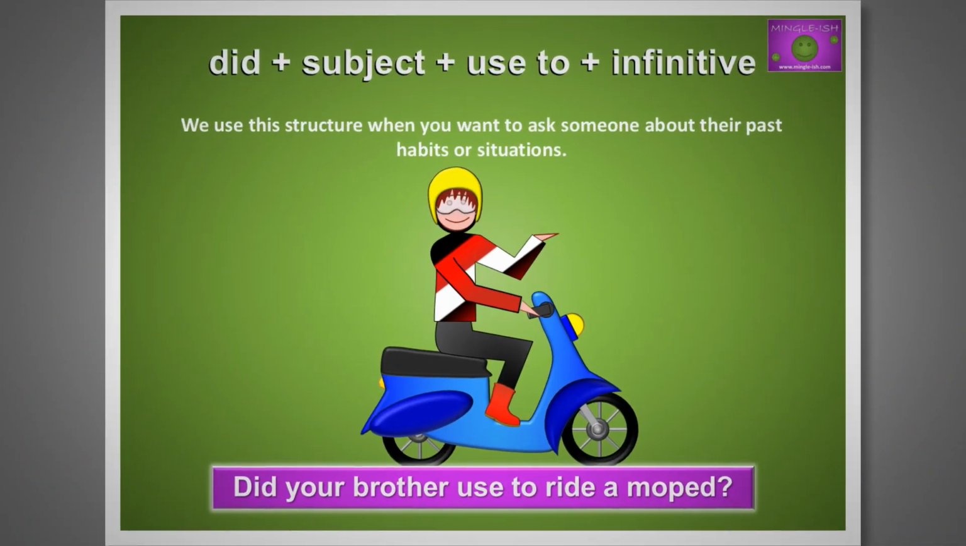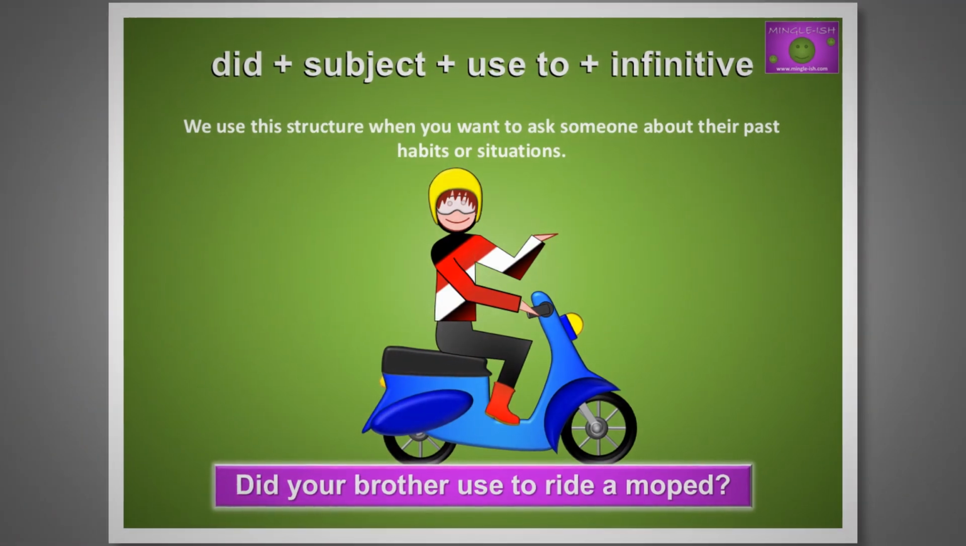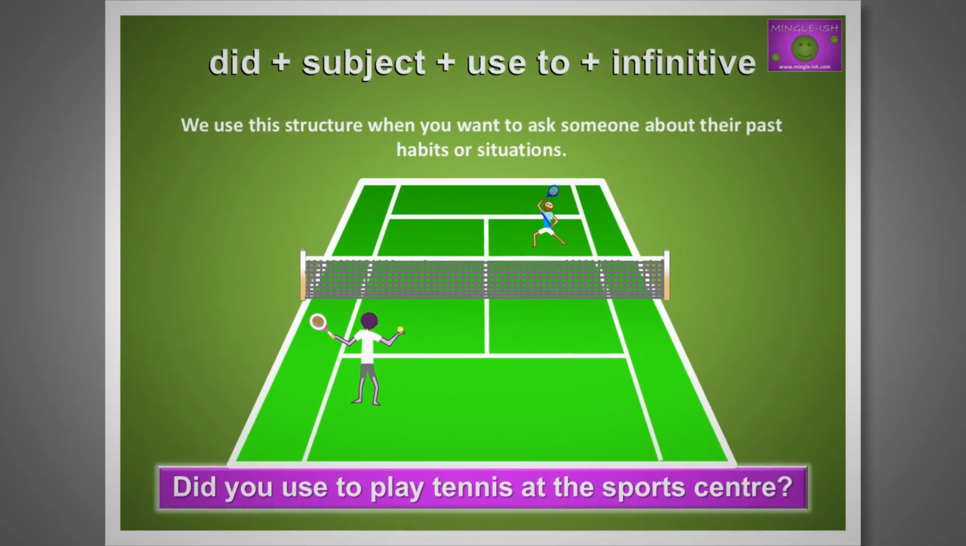The structure did plus subject plus used to plus infinitive is used when you want to ask someone about their past habits or situations. For example, did your brother used to ride a moped? Did you used to play tennis at the sports center?